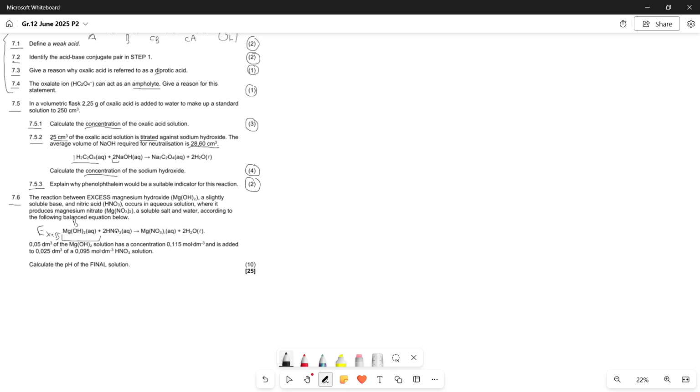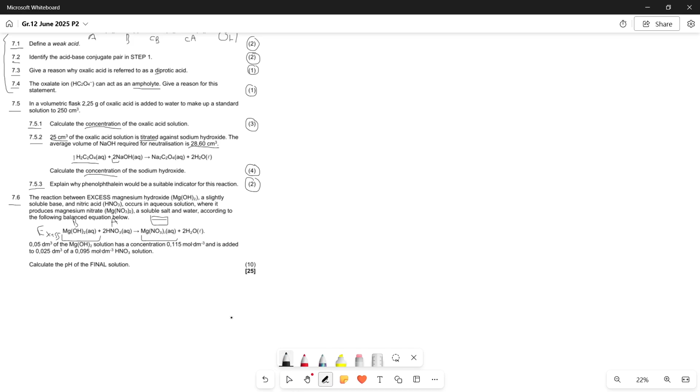And nitric acid, which is an acid, a strong one, based on our previous discussion about indicators. Okay, occurs in an aqueous solution. Cool, so they've already been mixed with water, where it produces magnesium nitrate, a soluble salt, and water. So there's like a salt precipitate chilling on top of this water thing, according to the following balanced equation below. They've already balanced it. That's important for any molar ratios going forward.